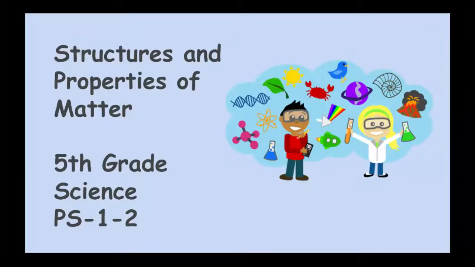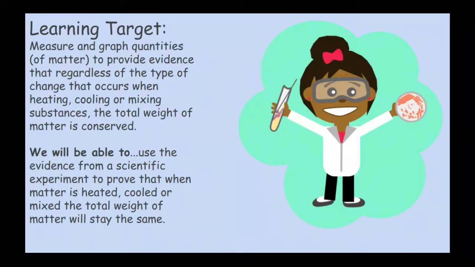This lesson is part of our 5th grade physical science unit, Structures and Properties of Matter. Our learning target for this lesson is to measure and graph quantities to provide evidence that regardless of the type of change that occurs when heating, cooling, or mixing substances, the total weight of matter is conserved. In other words, we will be able to use evidence from a scientific experiment to prove that when matter is heated, cooled, or mixed and changes state, the total weight will stay the same.